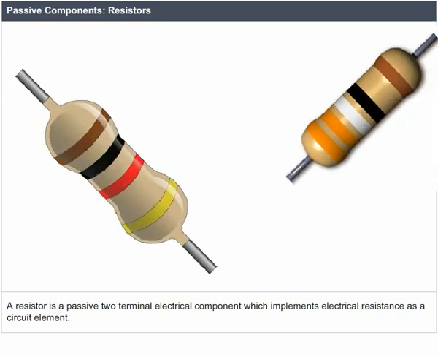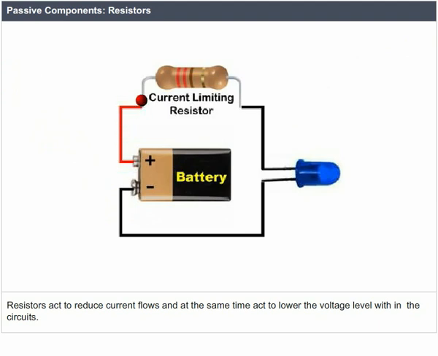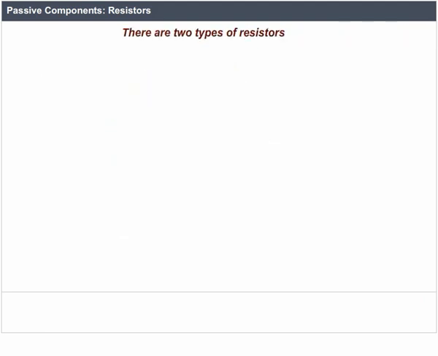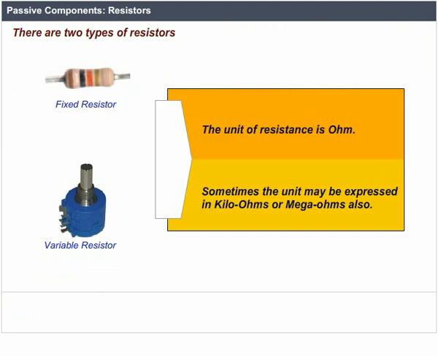Passive components. Resistors. A resistor is a passive two-terminal electric component which implements electric resistance as a circuit element. Resistors act to reduce current flows and at the same time act to lower the voltage level within the circuits. There are two types of resistors: fixed resistors, variable resistors. The unit of resistance is ohm. Sometimes the unit may be expressed in kilo ohms or mega ohms also.